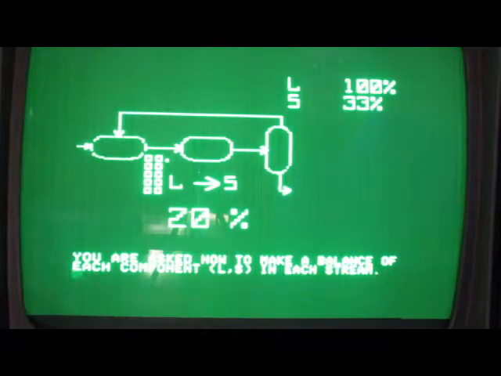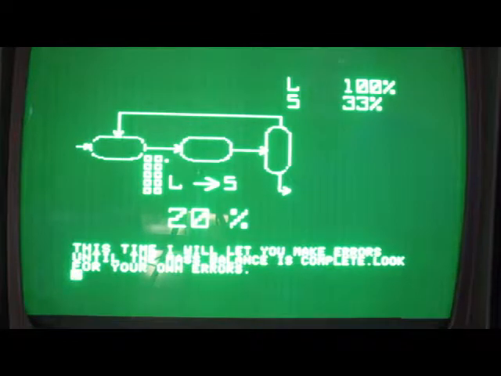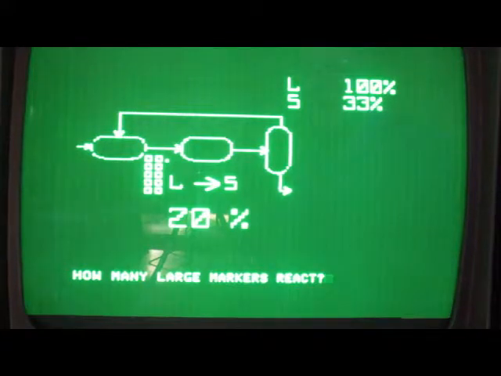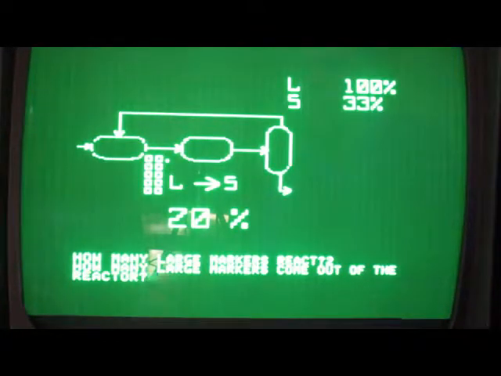You're asked now to make a mass balance of each component in each stream. This time I'll let you make errors until the mass balance is complete. Look for your own errors. How many large markers react? 20% of 10 is 2. How many large markers come out of the reactor? If 2 react, there must be 8 left.